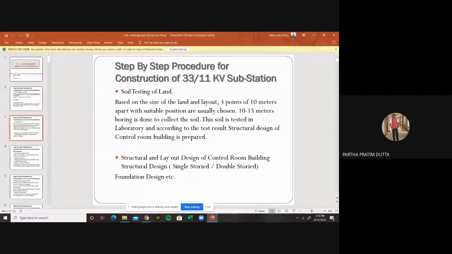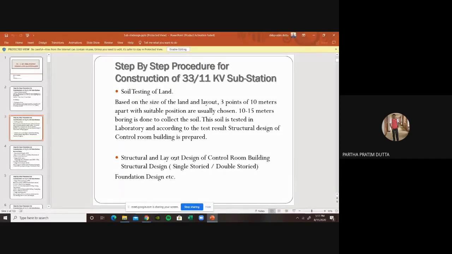It is done in a definite manner: in the total area of the land, 3 points are chosen 10 meters apart in suitable positions, and 10 to 15 meters boring is done to collect the soil sample. This soil sample is tested in the laboratory, and depending upon the load bearing capacity of the soil, the structural design is devised and prepared by our planning and design department. It is the standard procedure for all across the country. If you see all the electrical utilities operating right now in this country, they are following this particular procedure on a pan India basis.